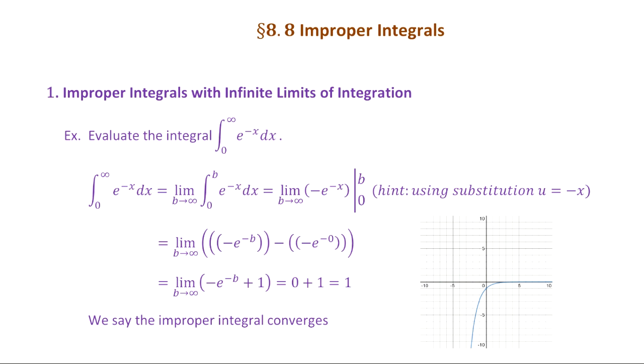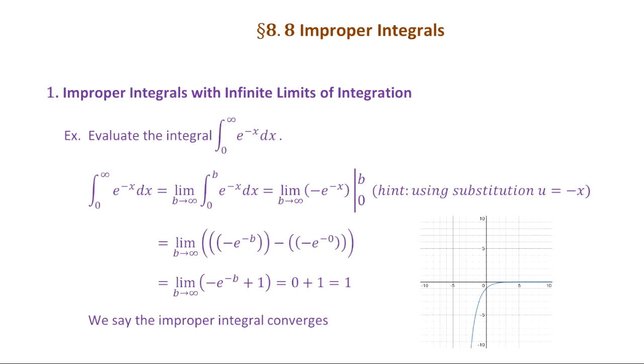I got too many parentheses, probably. It should not be so many. Anyway, it becomes negative e to the negative b plus 1, so you get two negative signs in the second term, and e to the negative 0 is just e to the 0, which is just 1, so we get plus 1.